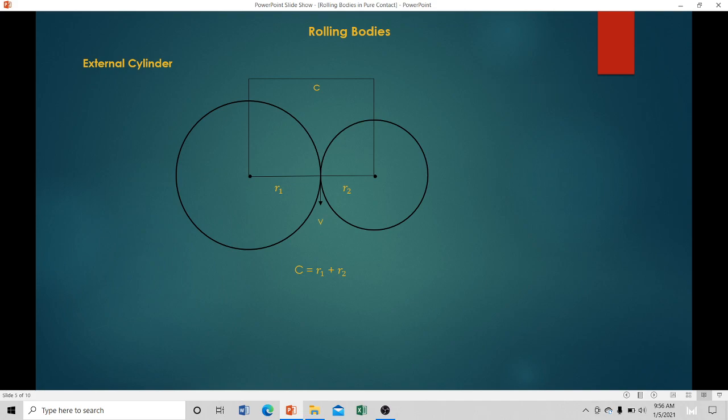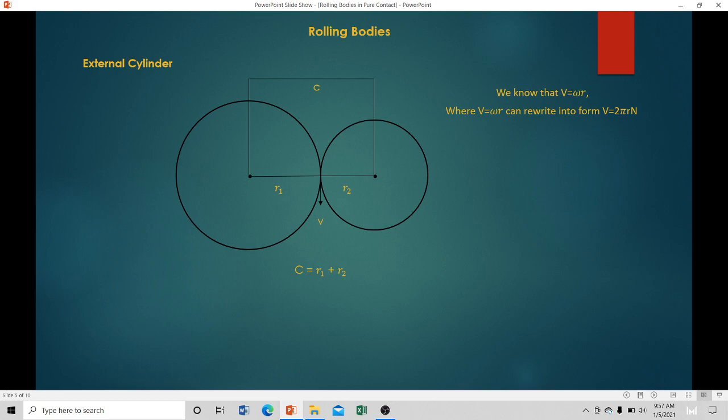So in order to have no slippage at the point of contact, the linear velocity of cylinder 1 must be equal to the linear velocity of cylinder 2. That is what slippage means. So the velocities of these two cylinders must be equal, so that the point of contact stays consistent and does not move.